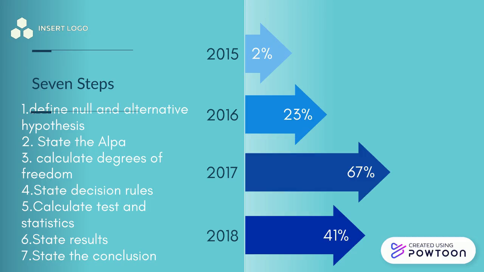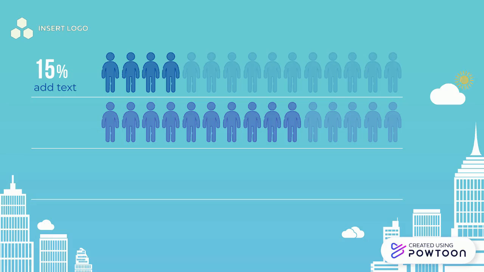Always remember to define the null and alternative hypothesis, state the alpha, calculate degrees of freedom, state decision rules, calculate test statistics, state the results, and finally, say the conclusion.